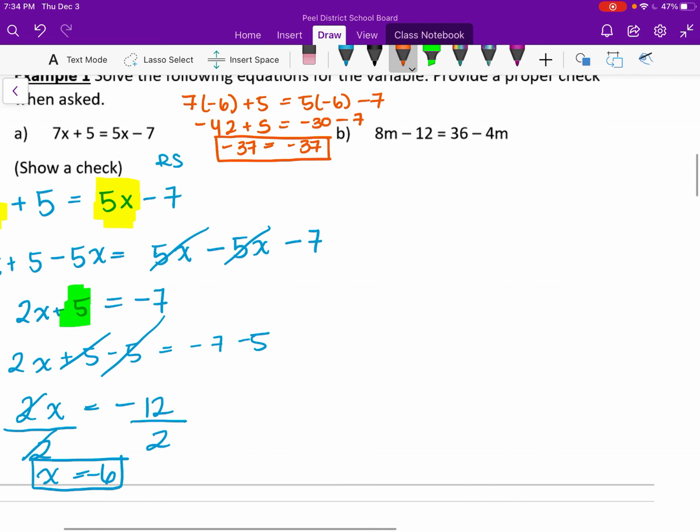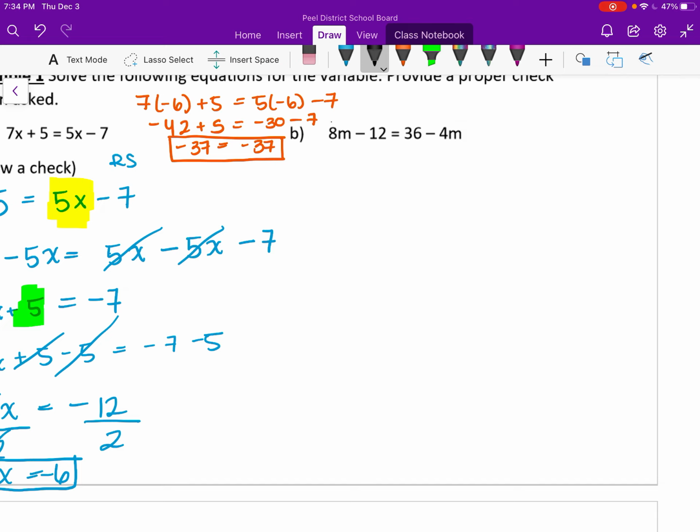Okay. I'm going to move on and I'm going to do B. I'm sorry I did not give you all enough space to do this. And we're going to do B. So same idea, try doing this by yourself before you watch the solution and then go through the solution with me. So I have 8m here, right, minus 12 equals 36 minus 4m.